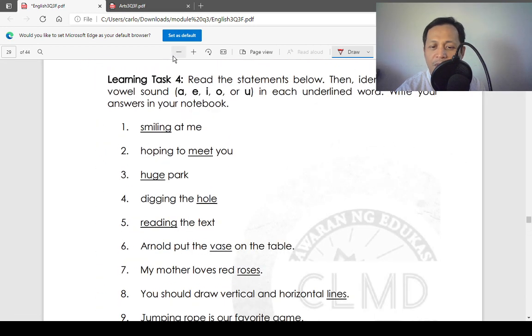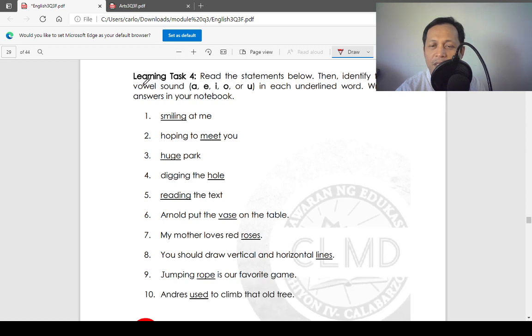Okay, now we have to minimize this one. Now, learning task number 4. Again, read the statements below. Then identify the long vowel sound A, E, I, O, U. What we're going to do is to underline each word. Write your answer in your notebook.